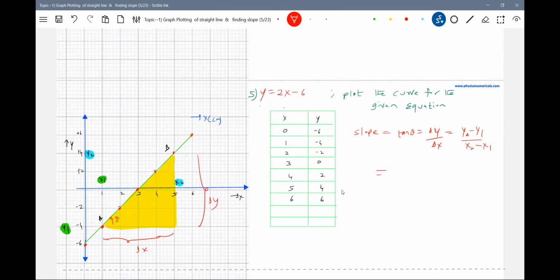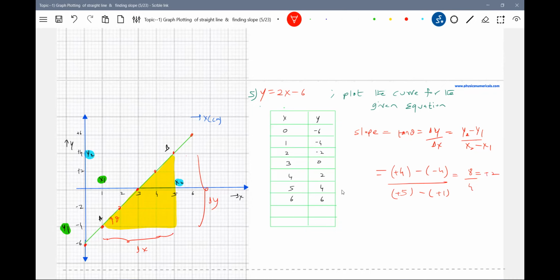Now, what is y2? y2 is 4. What is the value of y1? Minus 4. I think you have to be very careful. The corresponding value of y1 is minus 4, here it is. Then the value of x2 is plus 5. x1 will be plus 1. So this will be 4 minus (minus 4), which is 8. 5 minus 1 will be 4. So I got plus 2.